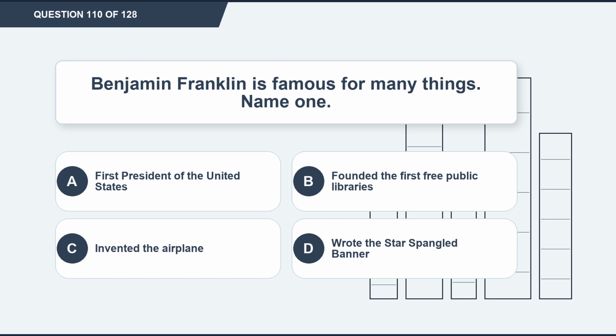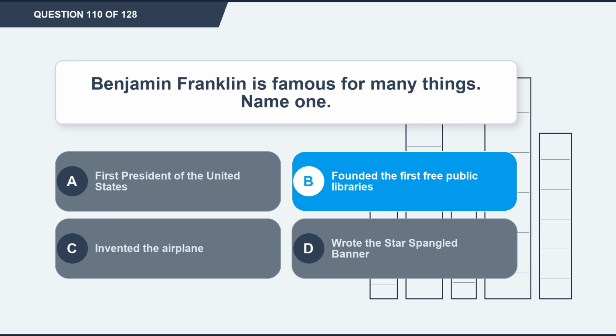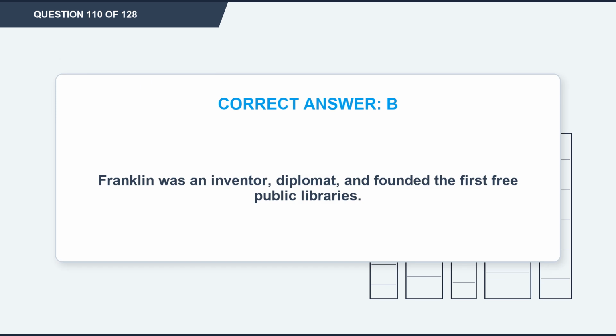Question 110. Benjamin Franklin is famous for many things. Name 1. Option A, first President of the United States. Option B, founded the first free public libraries. Option C, invented the airplane. Option D, wrote the Star-Spangled Banner. The correct answer is option B, founded the first free public libraries. Explanation. Franklin was an inventor, diplomat, and founded the first free public libraries.